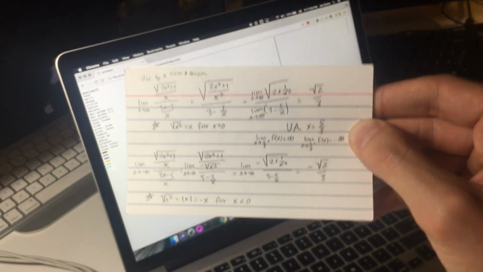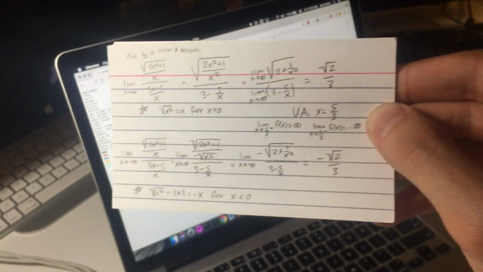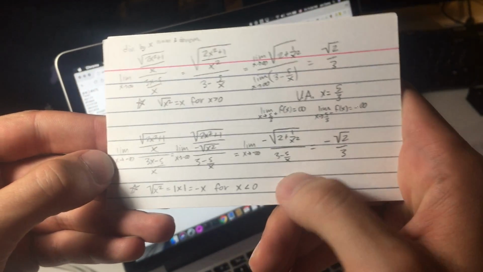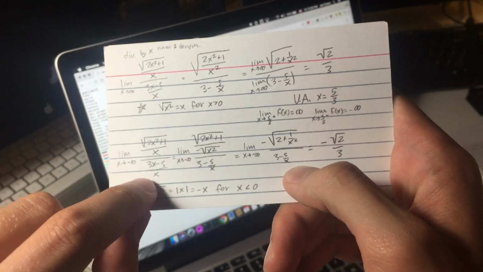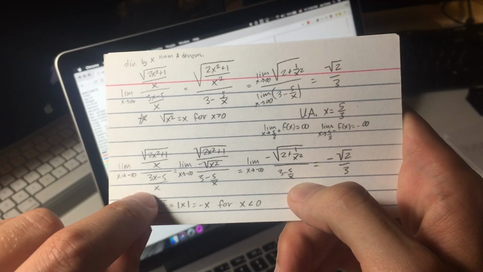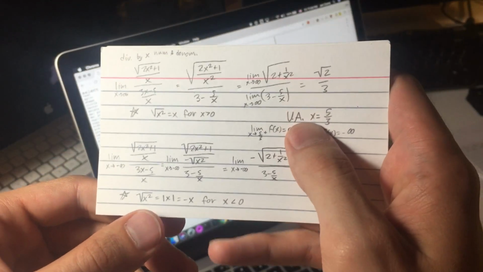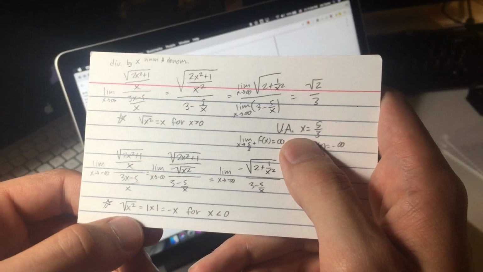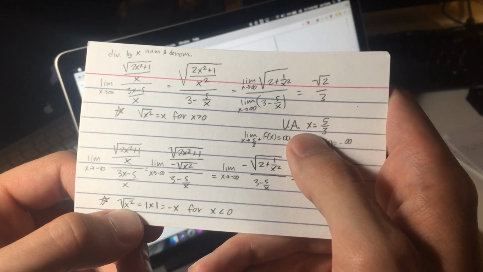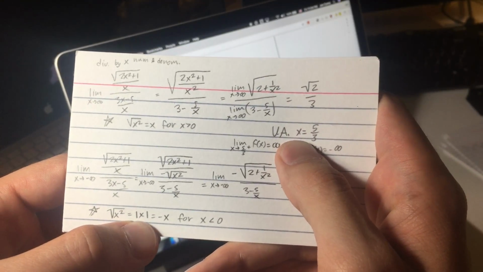Now, how could it be different as x goes to negative infinity? Well, this is kind of crazy, right? But let's see what happens. Now, we do the same trick, divide by x, top and bottom. But this time, follow my chain of reasoning here. The definition of the square root of x squared is the absolute value of x.